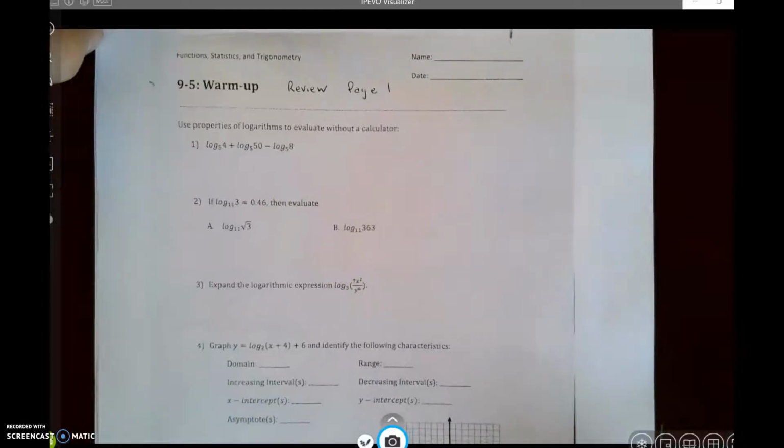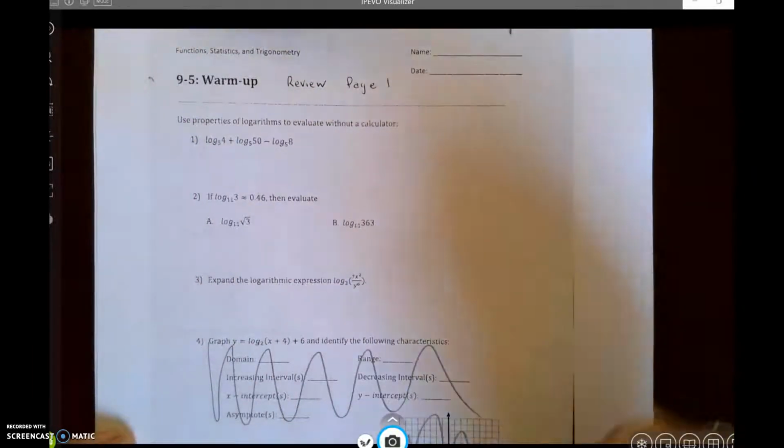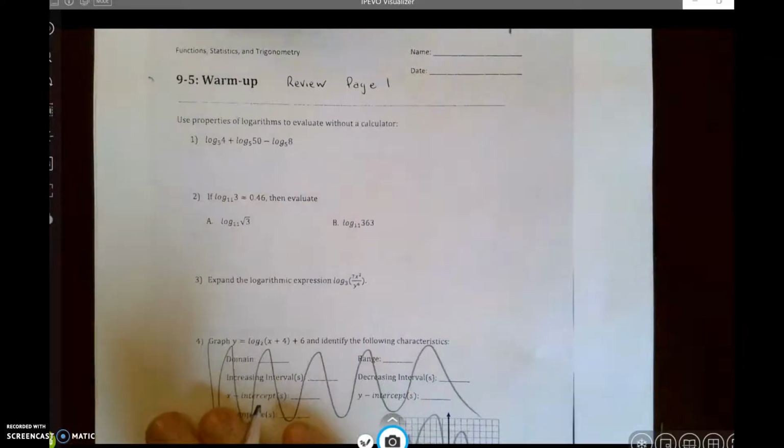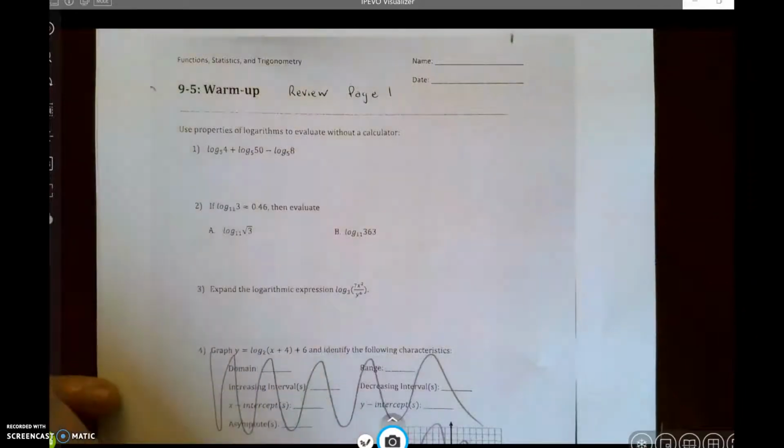So this is the 9.5 warm-up review. It's a good review of what we've done so far with logarithms. We are going to be skipping the graphing problem at the bottom, number 4, since we just aren't going to be having time to get to the graphing. It says use properties of logarithms to evaluate without a calculator.